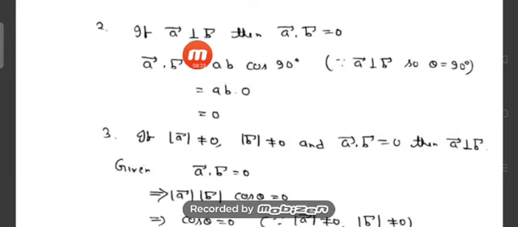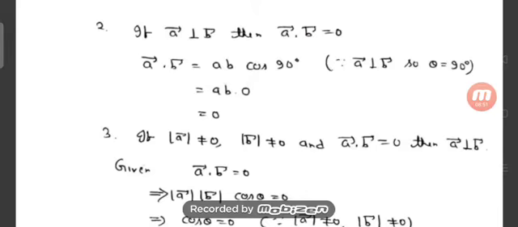As it is given that a bar is perpendicular to b bar, the angle between them will be equal to 90 degrees. So here I have written, since a bar is perpendicular to b bar, theta is equal to 90 degrees. So we have got AB cos 90 degrees, and we know the value of cos 90. What is the value of cos 90? It's 0, so it becomes AB into 0, which is equal to 0. So we have seen that if two vectors are perpendicular, then their dot product is equal to 0.